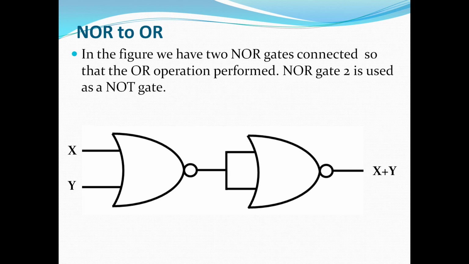Next, implementing the OR gate. In this figure we can see two NOR gates connected. We are using two NOR gates, not only one. The first NOR gate uses two inputs, but the second NOR gate is used as a NOT gate, because both its inputs are connected together. So by using only two NOR gates, it's possible to implement the OR gate.